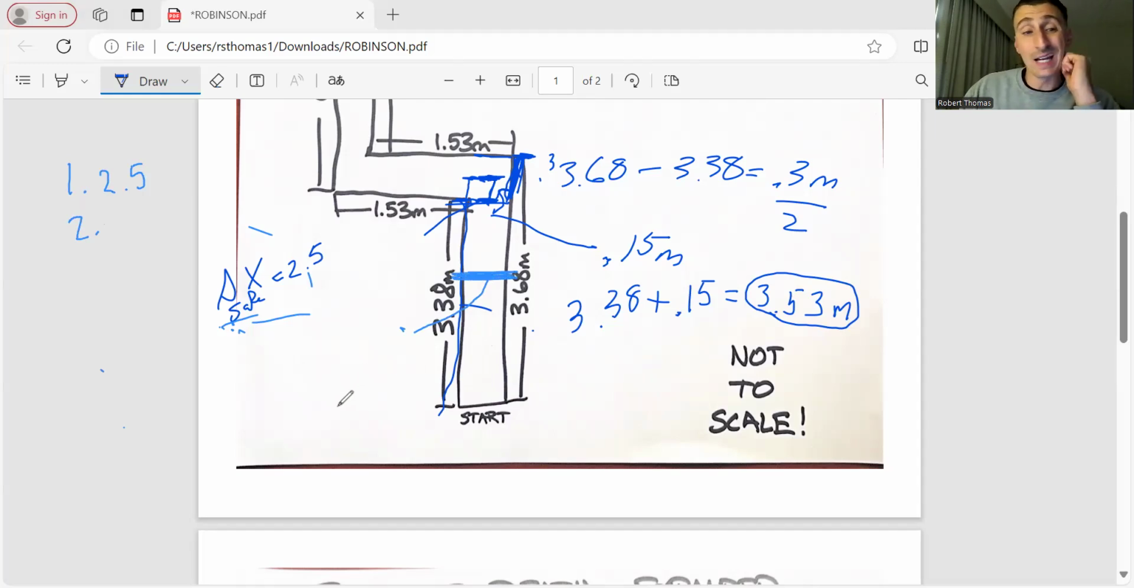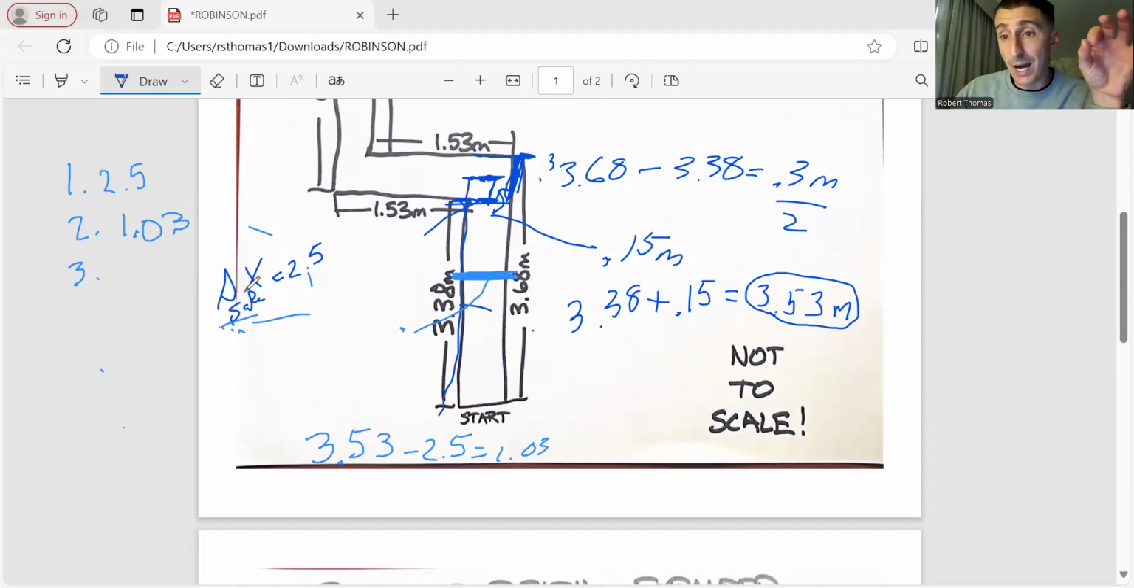So what I need to do next is say, okay, the total I want to go is 3.53 meters. I've already gone 2.5. So I subtract 2.5. That means the rest is what? 1.03. So the remaining distance I would write down as 1.03. So those combined will get me to this point right here.